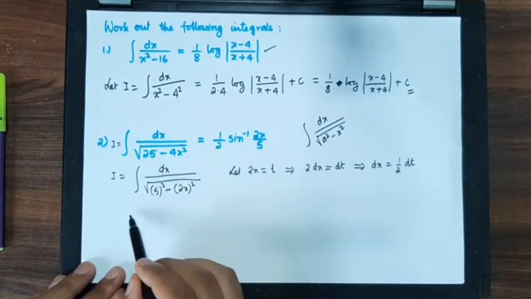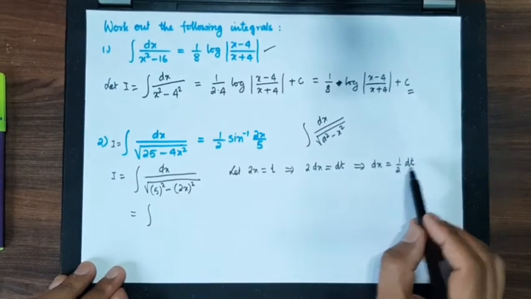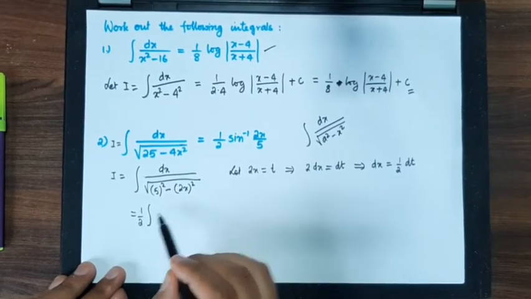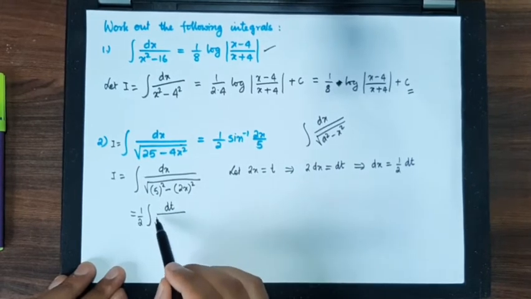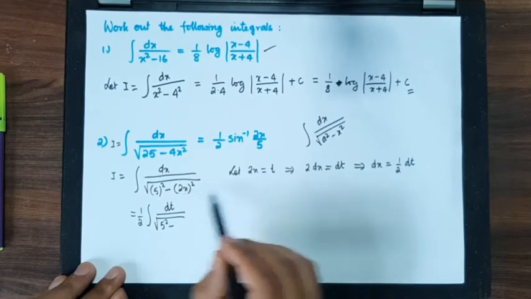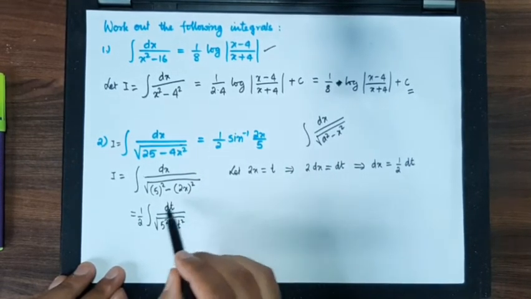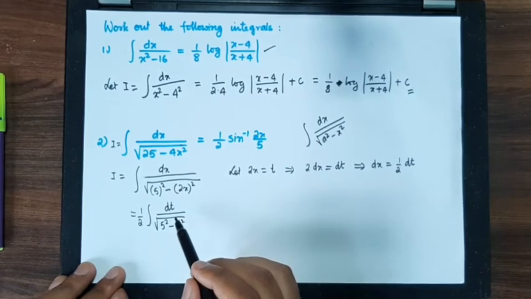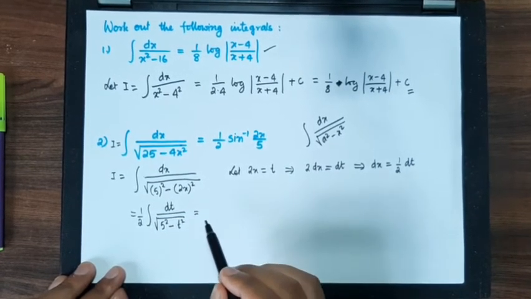Okay, so therefore this I can be written as integral, dx can be written as half dt, so half can be kept outside, so we have only dt left out here, right? So it is square root of 5 square minus 2x, and 2x is t, so t square. Okay, and how much is this? Now this is going to be equal to, according to the standard formula, how much?